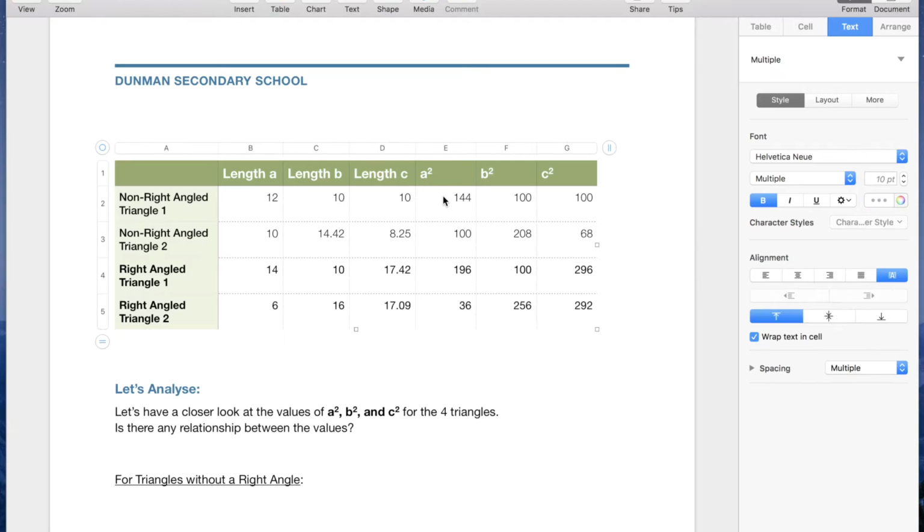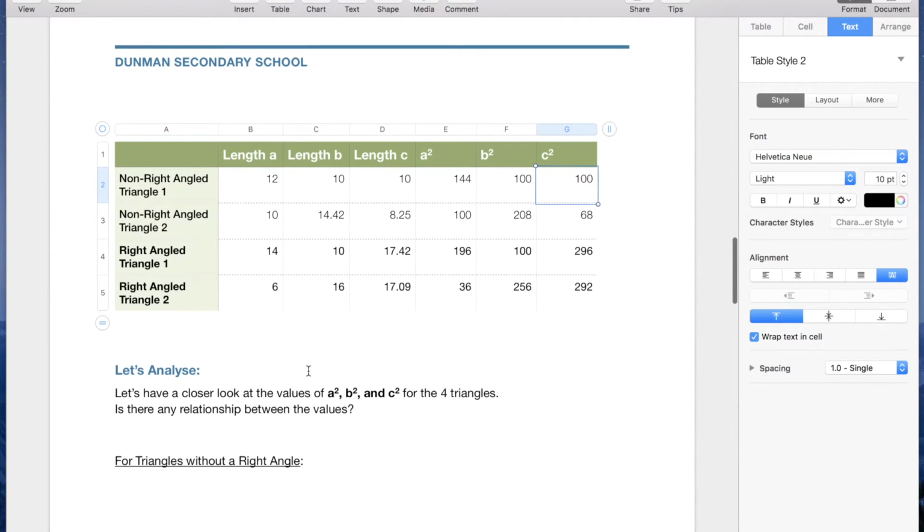The data here, a square, b square, and c square. If you can see the link, the relationship, that's good. But if you can't see, then let's try and look at it together. Let's look at this set of data that I have. If you look at a square, b square, and c square over here, these 3 values, 144, 100, and 100, we don't see a very clear link between these 3 values.